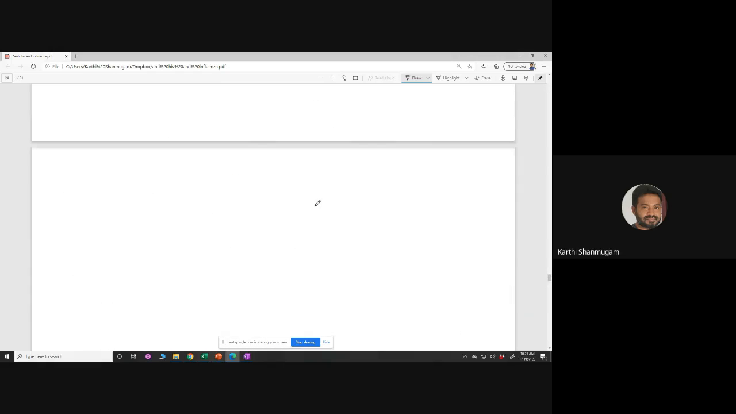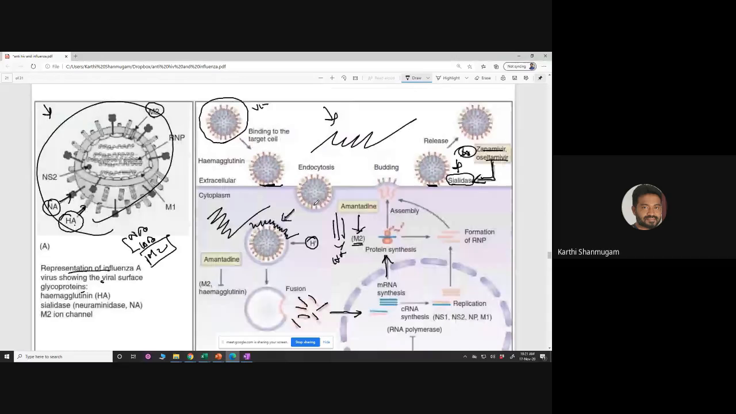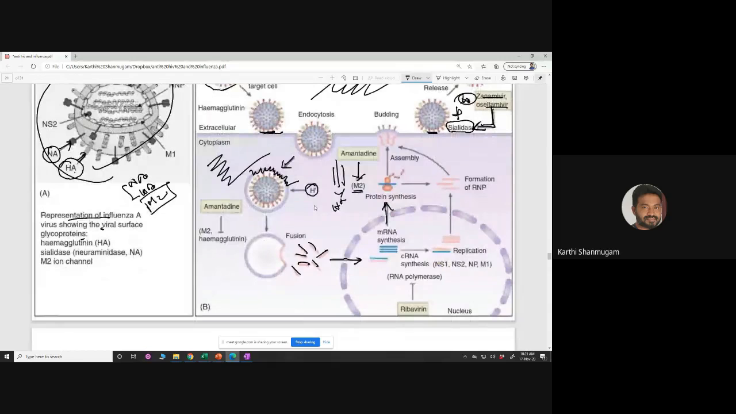If I go back to the molecular mechanism, this is the place where this molecule acts. The main function of the M2 channel is that it allows H plus ions to enter, so that the acidity of the environment will be higher. It supports the lysis of the virus particle.